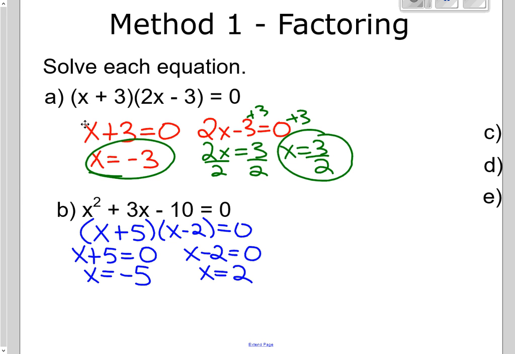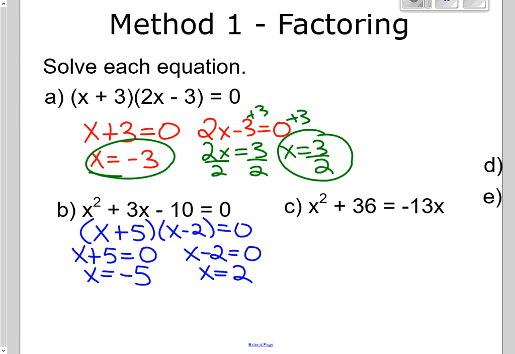If I put in a negative 5 into my equation, I end up with negative 5 plus 5 in my first set of brackets, which is 0. And 0 times anything is still 0. So that would work. And then if I put a 2 in my second set of brackets, I get x plus 5 times 2 minus 2. And 2 minus 2 is 0, so x plus 5 times 0, which is also 0. So both of those work. Okay.